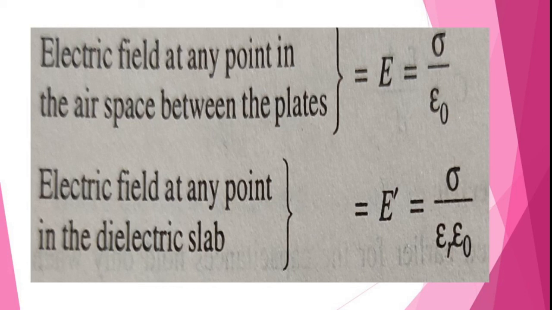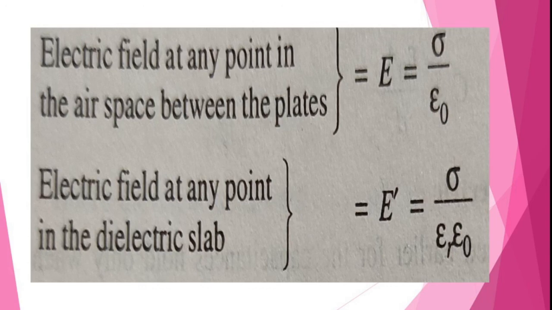Now in between the plates there is a dielectric slab, isn't it? So what is the electric field at any point in the dielectric slab? It is E dash, given by sigma by epsilon r into epsilon 0. Obviously we multiply epsilon 0 with epsilon r in that equation. So we will get the electric field at any point in the dielectric slab.